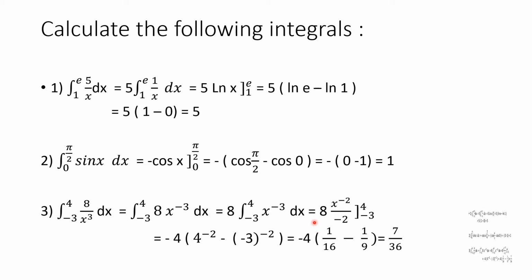Then calculating this integration using the exponent or power rule, we get 8 x to the power negative 2 over negative 2 over the boundaries minus 3, 4. Simplifying 8 over minus 2, we get negative 4, then replacing x by 4 and x by negative 3, and calculating the expression obtained, we get 7 over 36.